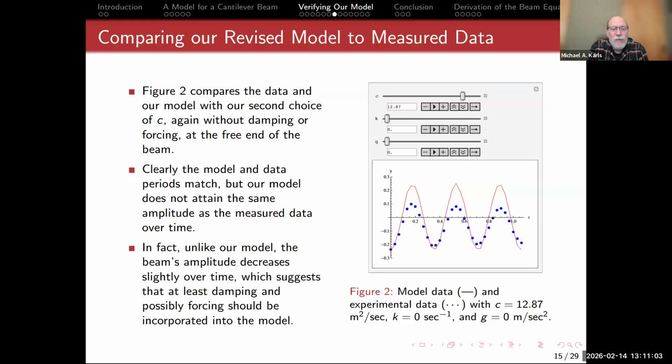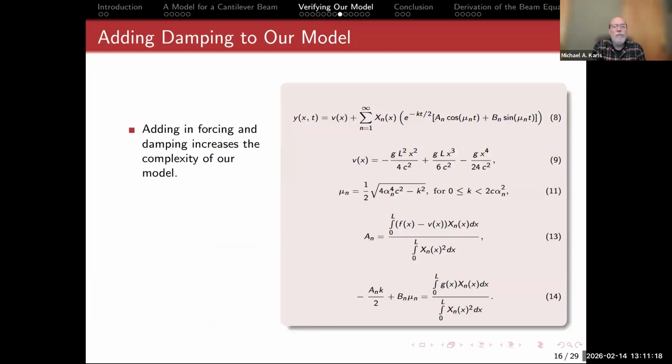And unlike our model, the beam's amplitude, if you look at it carefully, actually decreases slightly over time, which suggests that at least damping and possibly forcing should be incorporated into the model. So if we add in forcing and damping, that increases the complexity of our model.